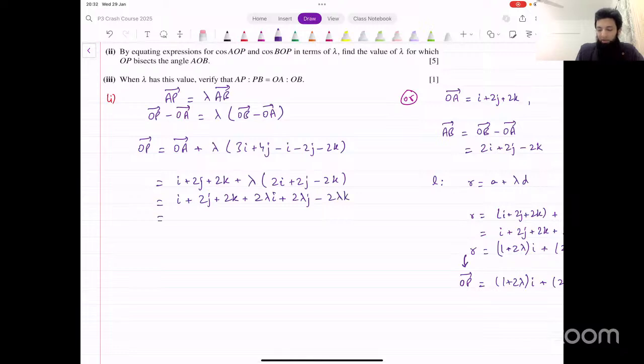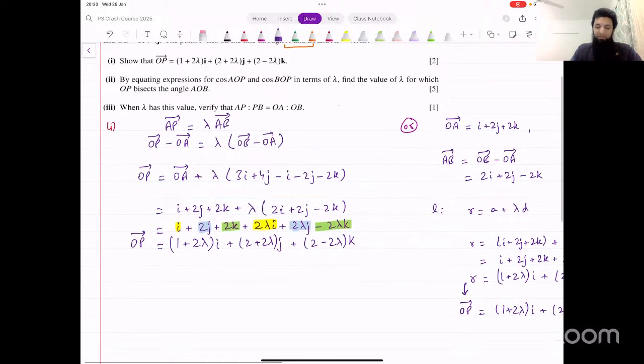Again, take i common to see what the coefficient of i is. That's 1 plus 2 lambda times i, right? These are the two i terms, this and this. And then 2j plus 2 lambda j. That becomes 2 plus 2 lambda times j. And then the k terms, they are 2k and minus 2 lambda k. If you take k common from them, that leaves you with 2 minus 2 lambda times k. And that's the position vector of the point P that we were looking for. That's another way of looking at the same thing. Is that all right? The first part?